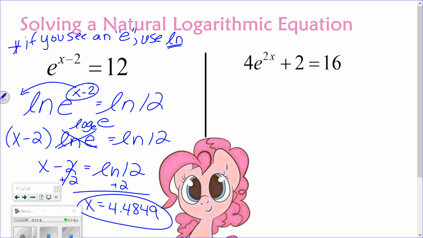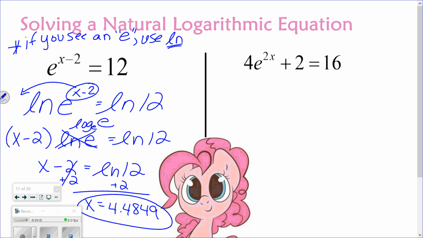So it's the same process as taking log of both sides. We're just doing natural log of both sides. I actually saved myself a little dividing step because I don't have to divide by natural log of e. That just cancels out. Could you divide by that? Sure. But you don't have to.